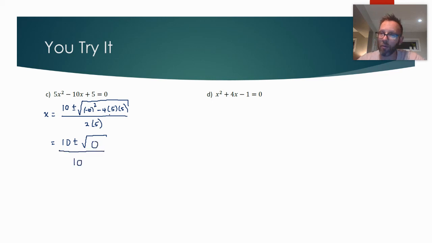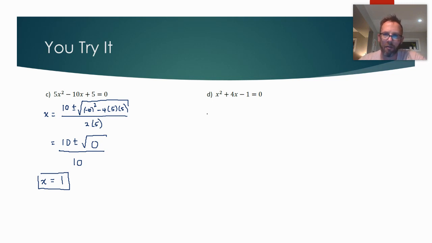So this is our case where the discriminant is 0, and we're going to get exactly one distinct real root, or two equal real roots, because 10 plus 0 is the same as 10 minus 0. And you just get 10 over 10, you just get 1. X equals 1 is like the only solution to this one.